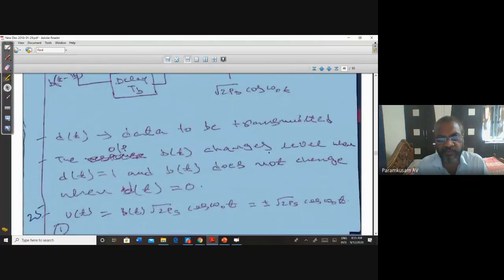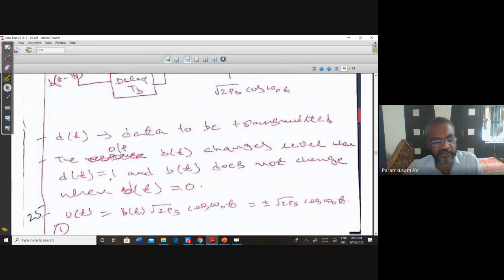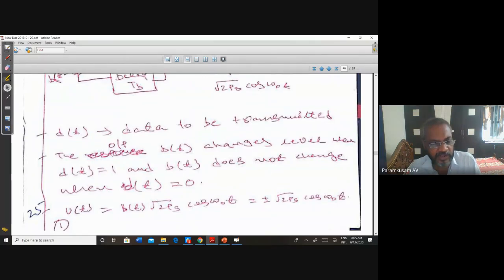The output b of t changes level when d of t is equal to 1, and b of t does not change level when d of t is equal to logic 0.